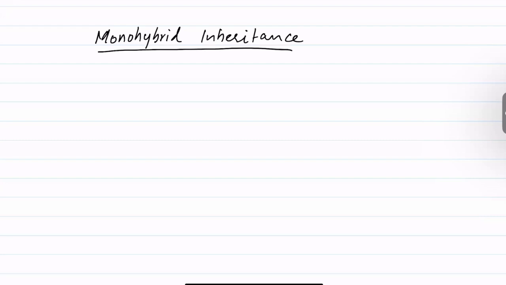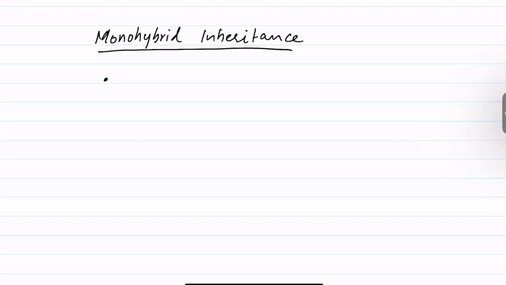Today we will discuss monohybrid inheritance. Monohybrid inheritance is the study of transmission of one characteristic from parents to the offsprings.